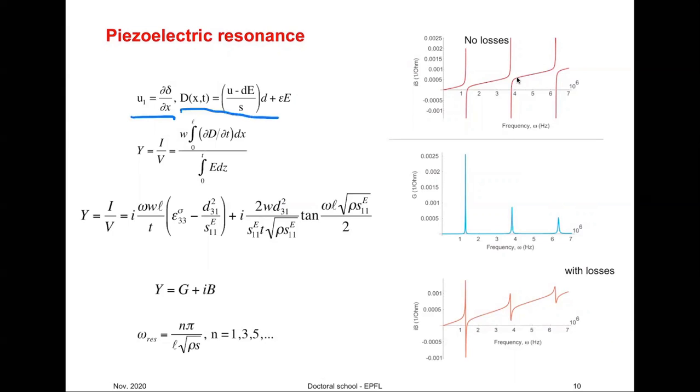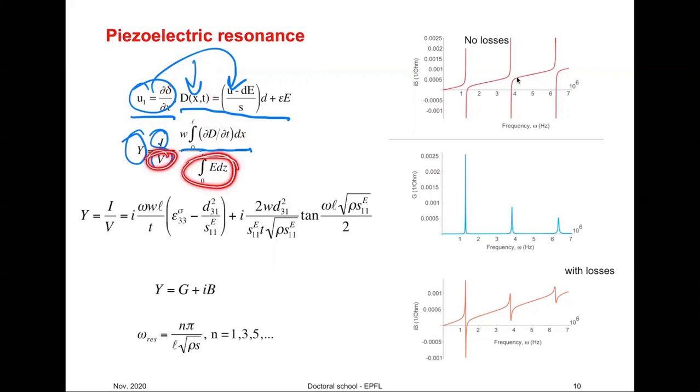This is the strain. This here is the charge density on the sample. We can put this strain there and calculate impedance, admittance, which is equal to current divided by voltage. The current we get by integral of charge density, and charge density is given here. We put it over here, and voltage is just the integral of field over z. And for admittance we get this expression. Impedance is just 1 over admittance.